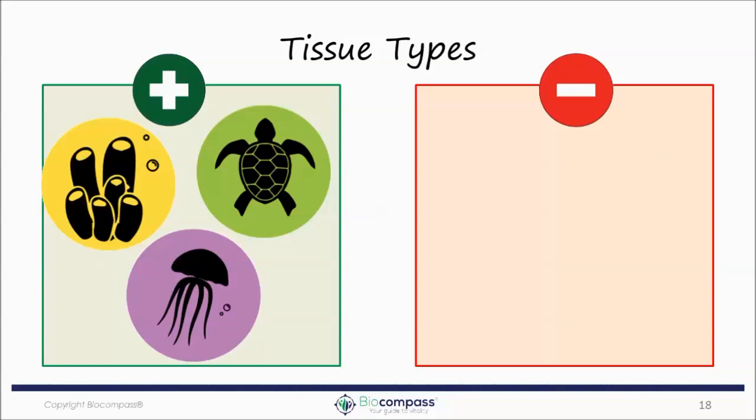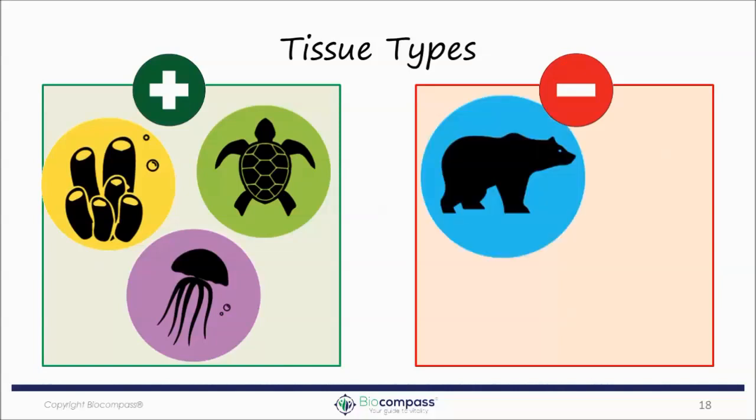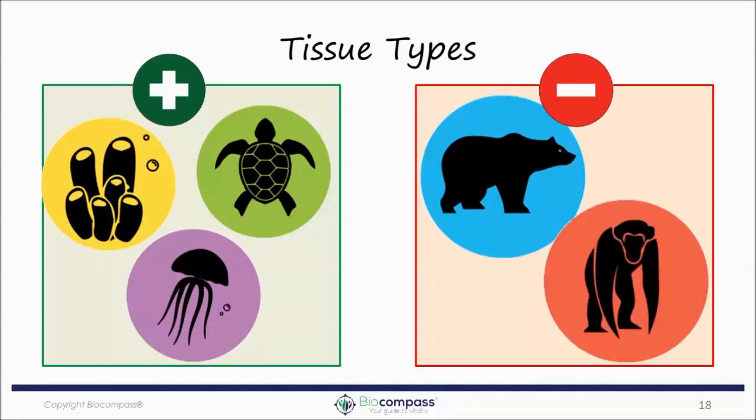So the sponge, the jelly, and the turtle all belong to the tissue types of cell plus. In the adaptation phase, they all create cell plus. Tissue types that belong to the cell minus are the bear type of tissues and the chimp type of tissues.